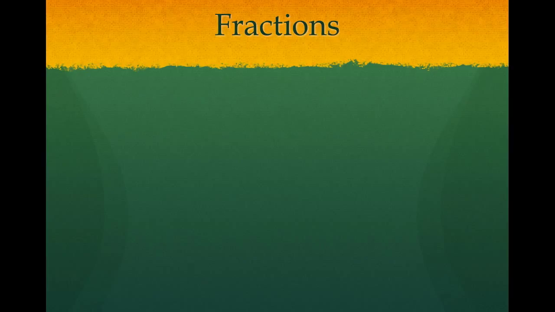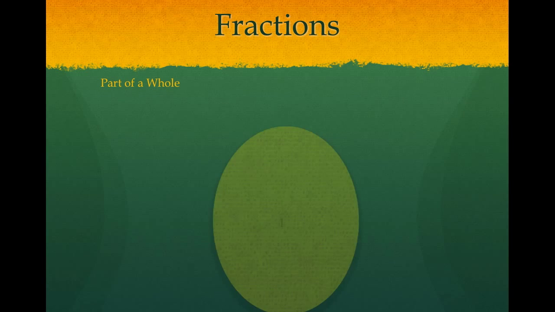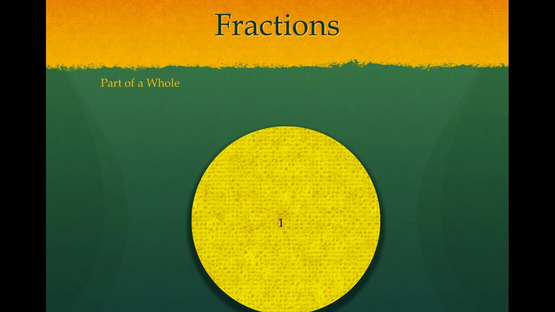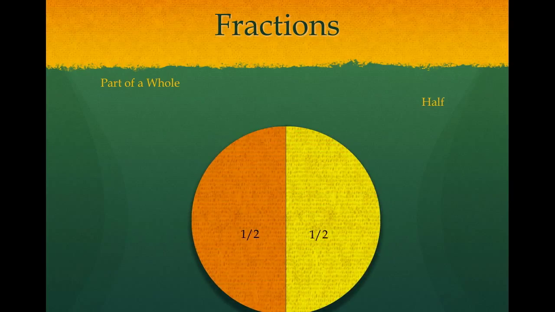Let's start with fractions. So we say that a fraction is a part of a whole. If we consider this to be a whole pizza and divide it into two equal halves, then we'll have two halves of the pizza. Each half of the pizza is represented by the fraction 1 by 2.